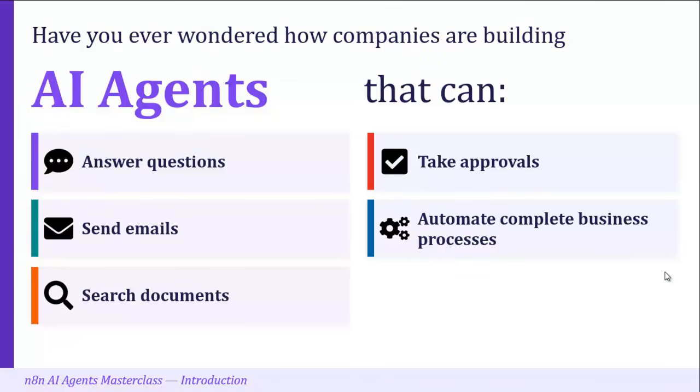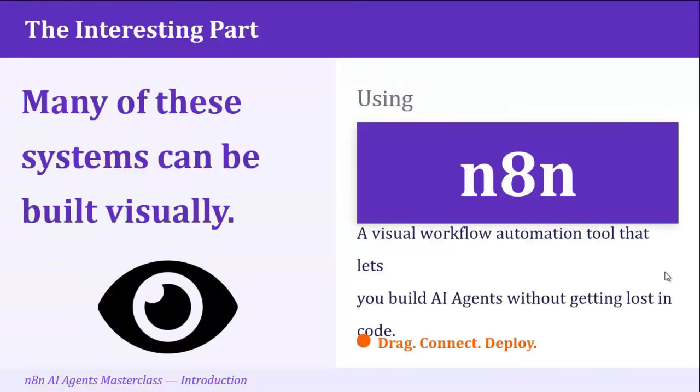Have you ever wondered how companies are building AI agents that can answer questions, send emails, search documents, take approvals, and automate complete business processes? The interesting part is that many of these systems can be built visually using n8n. Yes, using n8n without writing a single line of code.